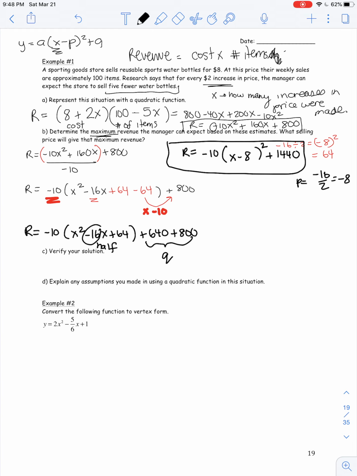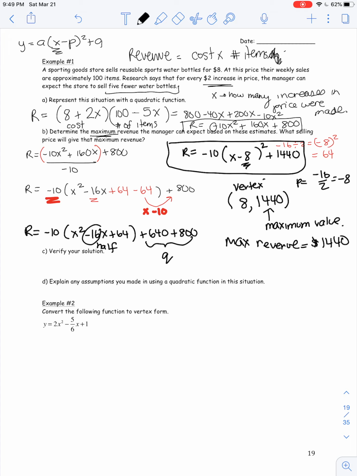Now, the reason I like this and the reason this is an important form is that now I can write the vertex. The vertex is (8, 1440), positive 8 because you always use the opposite sign of what you see for your p-value, and then positive 1440. This is always your maximum value. It does ask us to determine the maximum value of revenue the manager can expect based on these estimates. What selling price will give you the maximum revenue? So we know that the maximum revenue is equal to 1440.